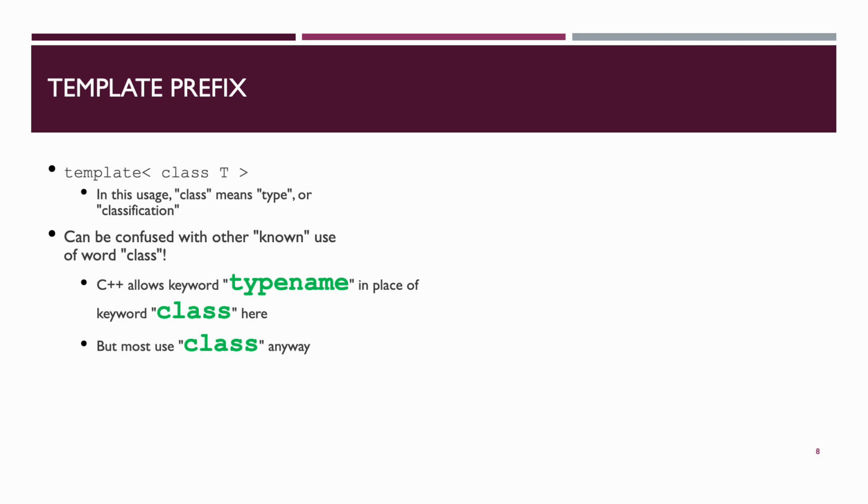Then, type name versus class: C++ allows you to use the keyword type name instead of class in the template prefix. Like template class T, instead of class, you can write type name. Many programmers prefer to use class out of convention, even though both terms are functionally equivalent in this context. Understanding this distinction helps avoid confusion between these uses of class and its more common role in defining classes in C++.